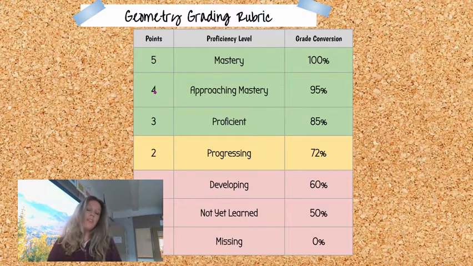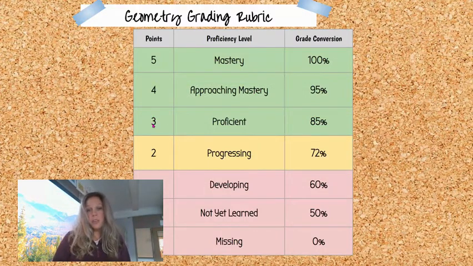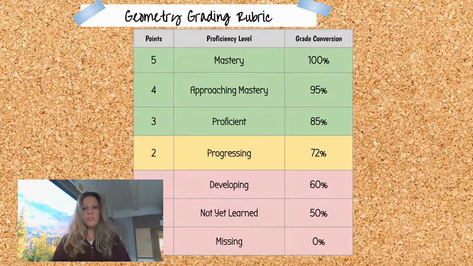A 4 isn't a 4 out of 5 like an 80, but a 4 is really a 95%. And that means they're approaching mastery. They might have small mistakes. If someone is a 3 out of 5, proficient. So that means they might have a concept error or a couple of small mistakes. And then if you read on, it shows you what the other scores might indicate. There is a rubric for the students that has a full descriptor of each point.